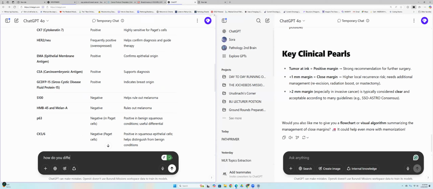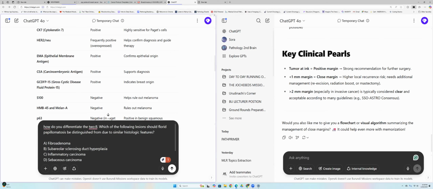Subareolar sclerosing duct hyperplasia. Subareolar, that is beneath the areola of the breast. Sclerosis, you can see sclerosis, duct hyperplasia. This one has both papillary structures and this one is different. So how do you differentiate the two?